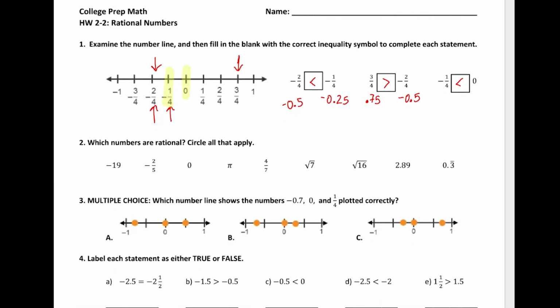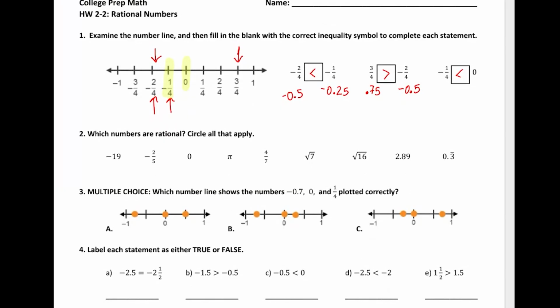Number 2 says which numbers are rational, and this is really just about understanding what a rational number is. It's a number that can be written as a fraction of whole numbers. So if I can't do that, then it's not rational. Negative 19 is a number that can be rewritten as negative 19 over 1, so that's rational. Negative 2/5 is already written as a fraction, so we're good there. 0 could be written as 0 over 1, so we're good here.